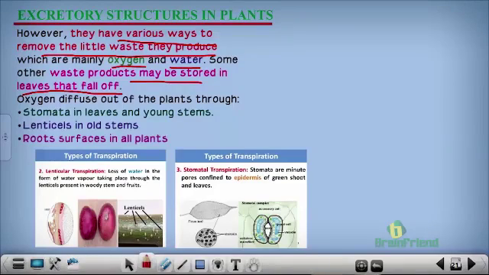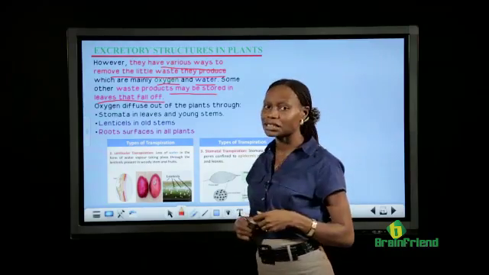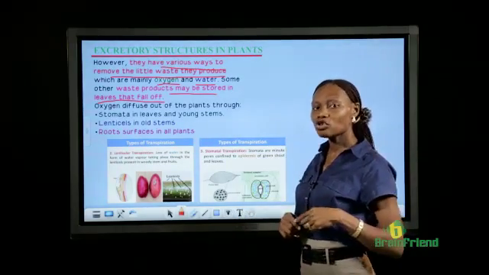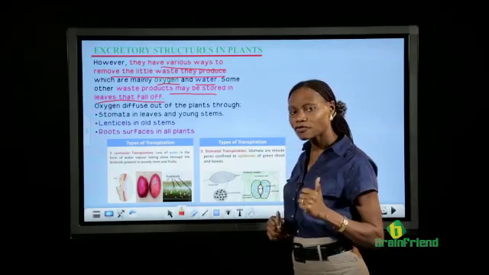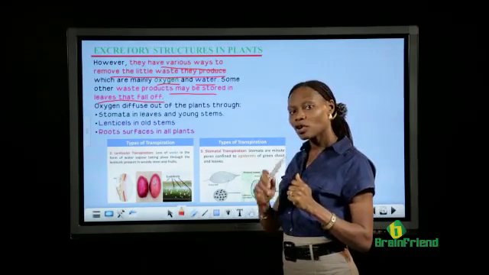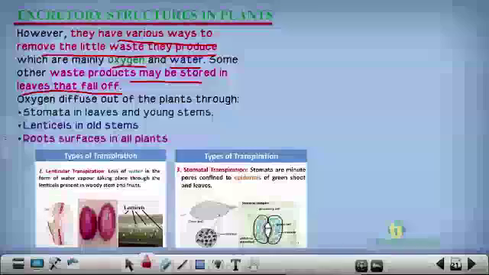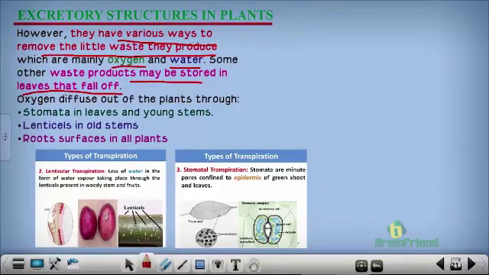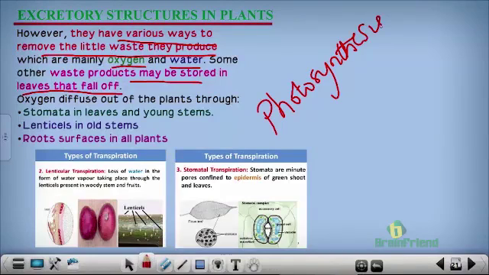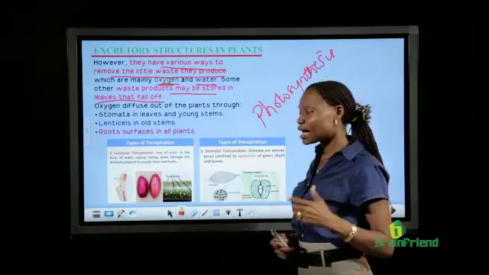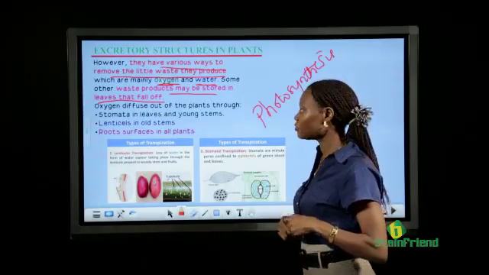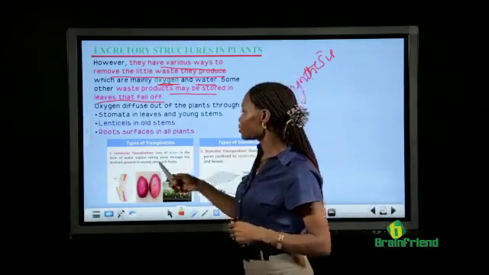How does oxygen leave plants? Remember that plants make use of carbon dioxide to make their food. And one of the byproducts of making food, which is known as the process of photosynthesis, is oxygen, given off as a waste product. That's why oxygen and water are the main waste that plants have. How does it give off oxygen?